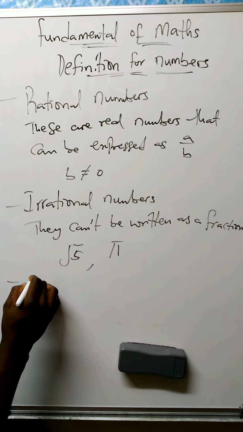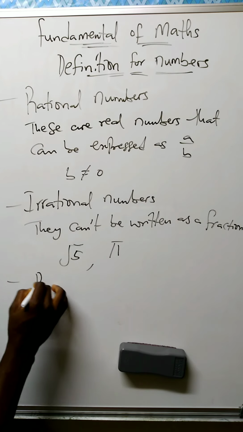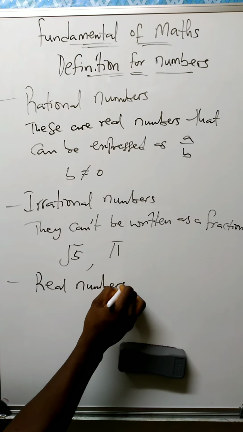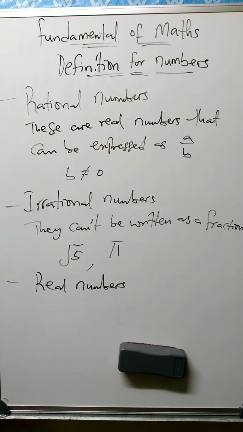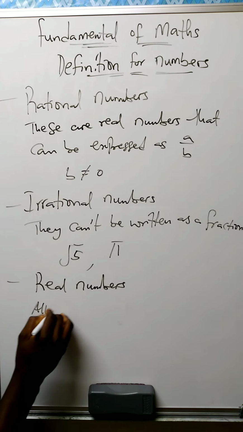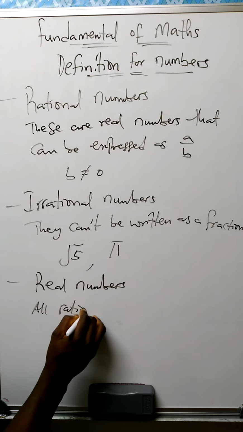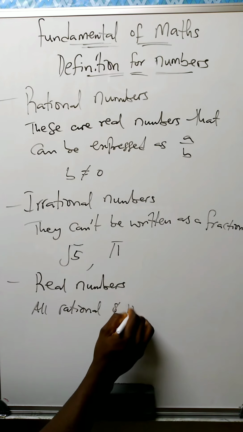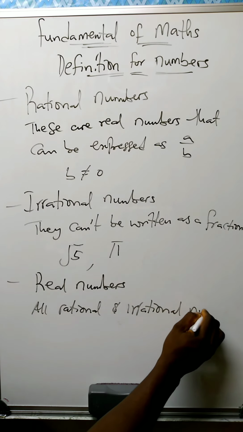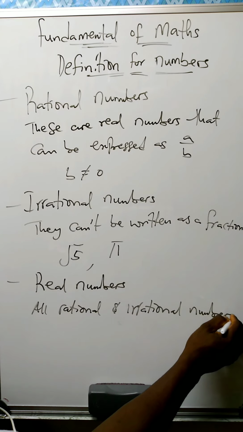Another definition we're going to have for numbers is real numbers. Real numbers are all rational and irrational numbers. So all of them are real numbers.